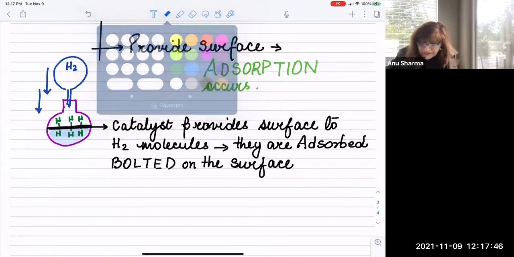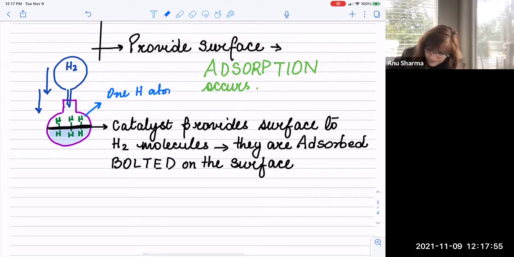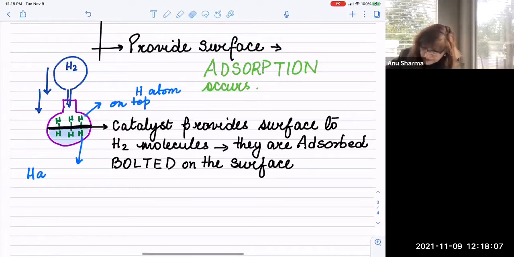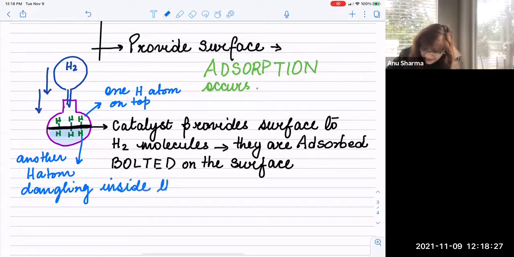When they're bolted on the surface, we see that one end of hydrogen remains on the top, one hydrogen atom on the top, and another hydrogen atom, dangling. Dangling is like hanging, dangling inside the liquid.